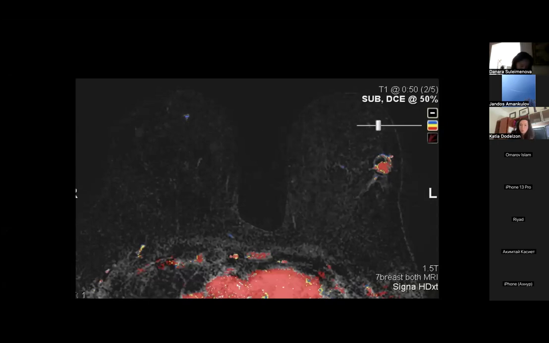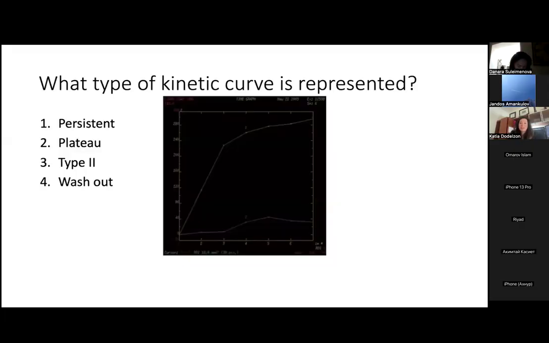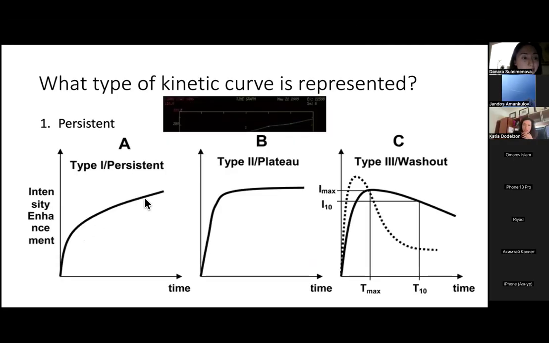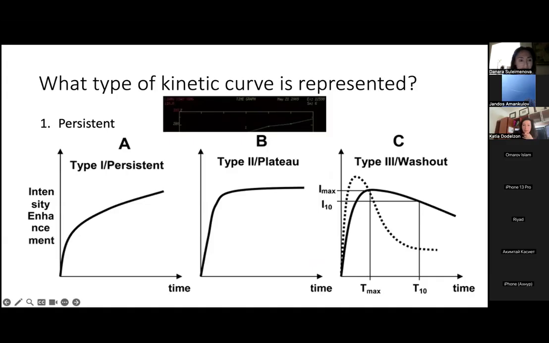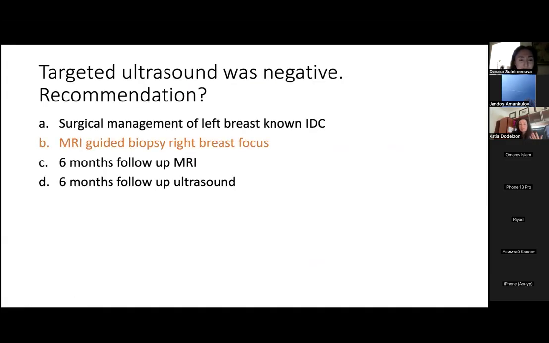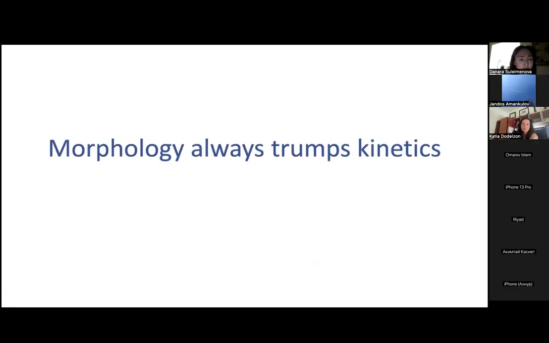So should that sway your recommendation for a biopsy? The answer is no. By the way, this was a persistent type curve, but an MR guided biopsy of this focal area of enhancement, previously known as a focus, is still recommended because morphology trumps kinetics. Number one, it was irregular, which you can appreciate, but also it was unique. It was the only thing in that breast.